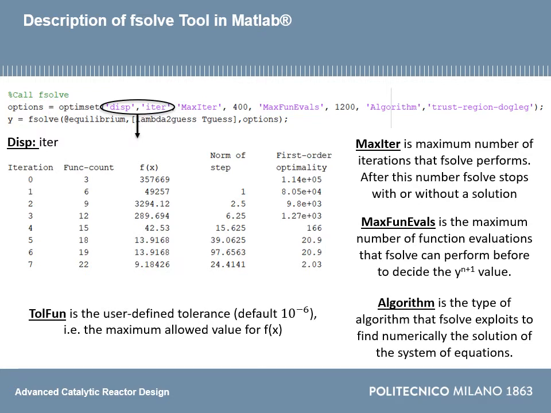Moreover, it is important to notice that, in this tutorial, we will use the default tolerance, but the user can specify lower values by means of the keywords reported in optimset. Once understood the working mechanism of fsolve, we can apply it to a case study.